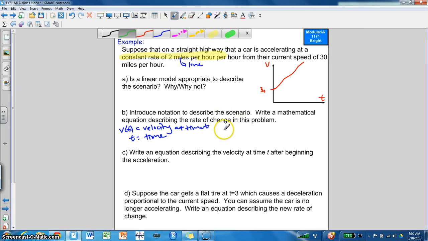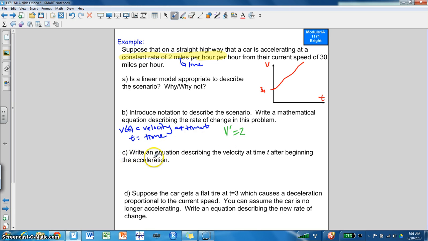So I'm going to use v prime. We'll see why we use the prime notation in a minute, but the change in velocity is just 2 miles per hour. Again, when we talk about velocity, it is in units of miles per hour. When we talk about acceleration, that unit is miles per hour. So that's why there's a little bit of a change here. All right, so in part B, we're done. V prime is just 2.